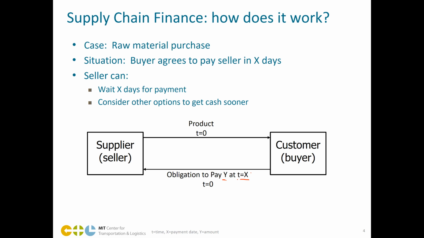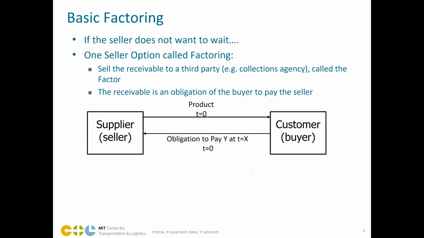Now, a seller, if they don't want to wait these X days, they can consider other options. And let's talk about one particular option called factoring. Again, if the seller does not want to wait, the seller can involve a third party. In this particular case, I've suggested that it's a collections agency. Whatever that particular third party is, they're called the factor.